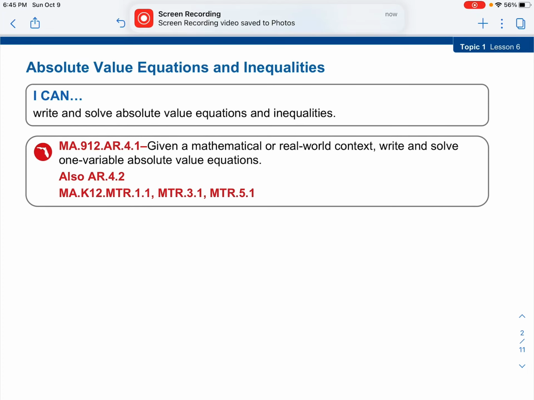Absolute value equations and inequalities. In this lesson, you'll be able to write and solve absolute value equations and inequalities.